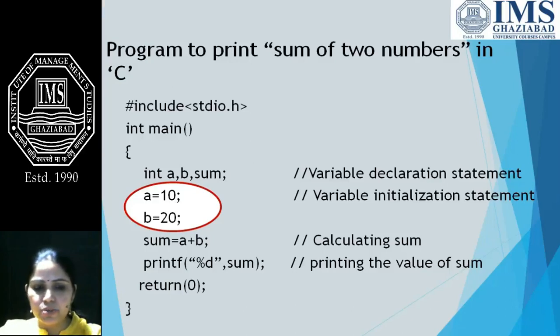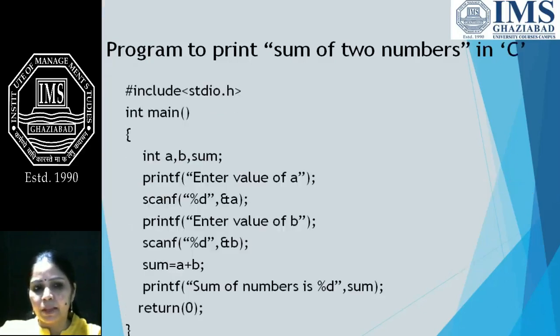So I can have multiple values for a and b, and every time I execute my program the values should be changed and should be given by the user only. So these two statements, a is equal to 10 and b is equal to 20, can be replaced by the function scanf. Now here the scanf function is used to input the values of the variables.